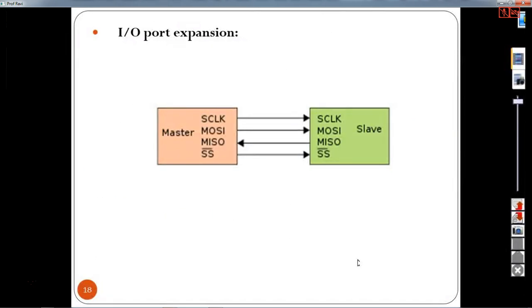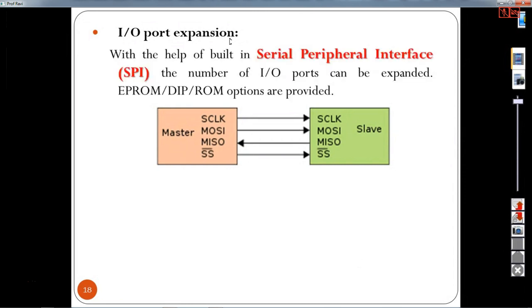And the I/O port expansion, with the help of the built-in serial peripheral interface. To expand the number of port pins available for 8051, you can expand it by connecting 8255. But here you have an inbuilt serial peripheral interface, SPI, so the number of I/O ports can be expanded. Right. Then we'll see how it can be done after we see the port pins of the PIC microcontroller.